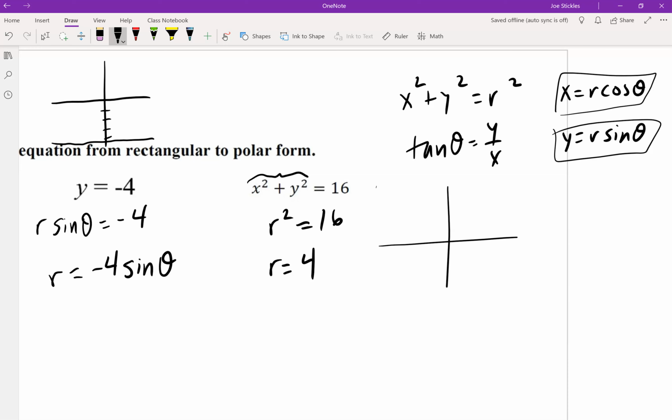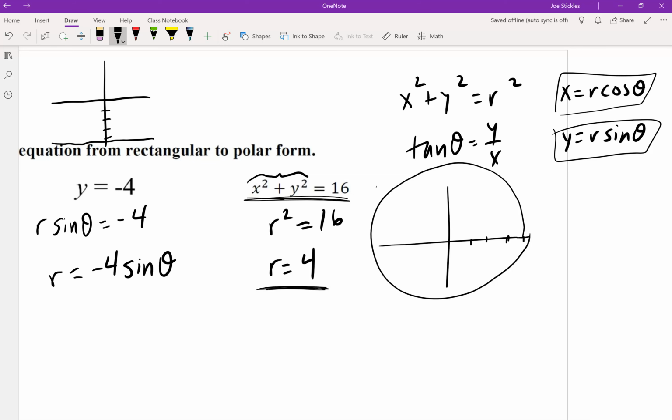Centered at the origin, radius is 4. The radius was the square root of that number on the other side. And then you get that graph. But look how much more easily this shape is represented in polar. It's a constant in polar.